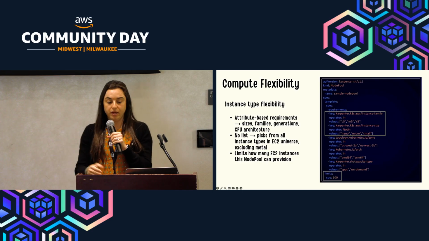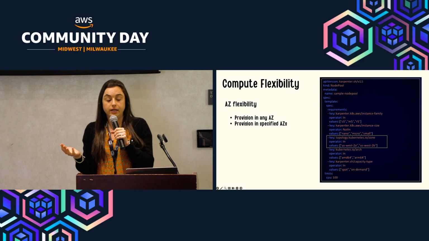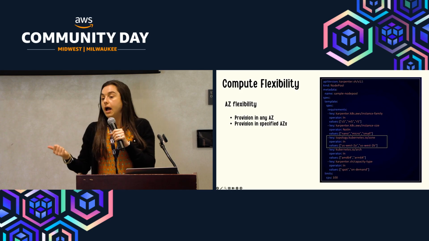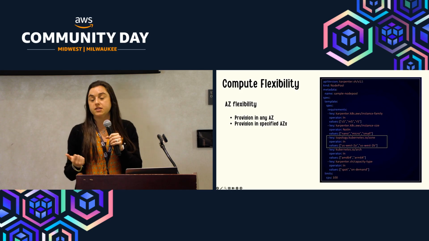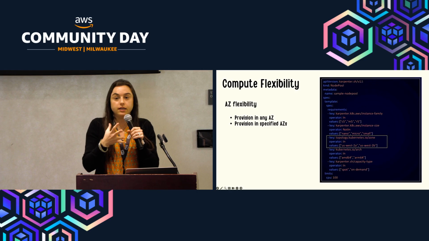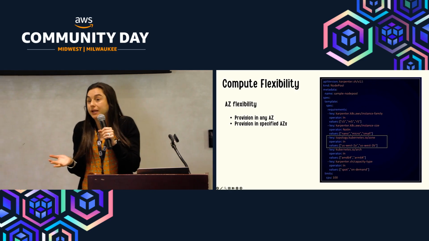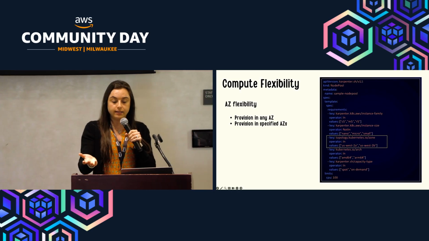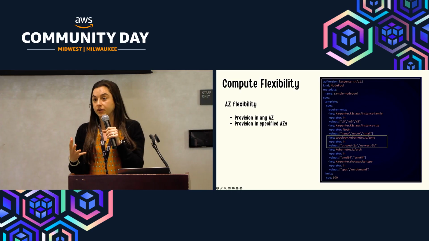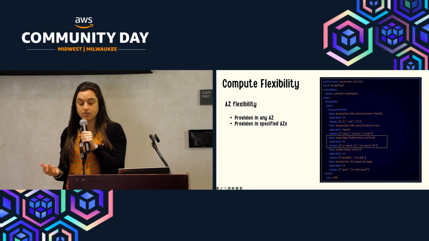for CPU and memory. Other things you can customize are availability zones, so you can specify to spin up in a specific availability zone or in a few. You can also leave it blank, and then Karpenter will decide that for you based on the availability zone with the highest capacity.